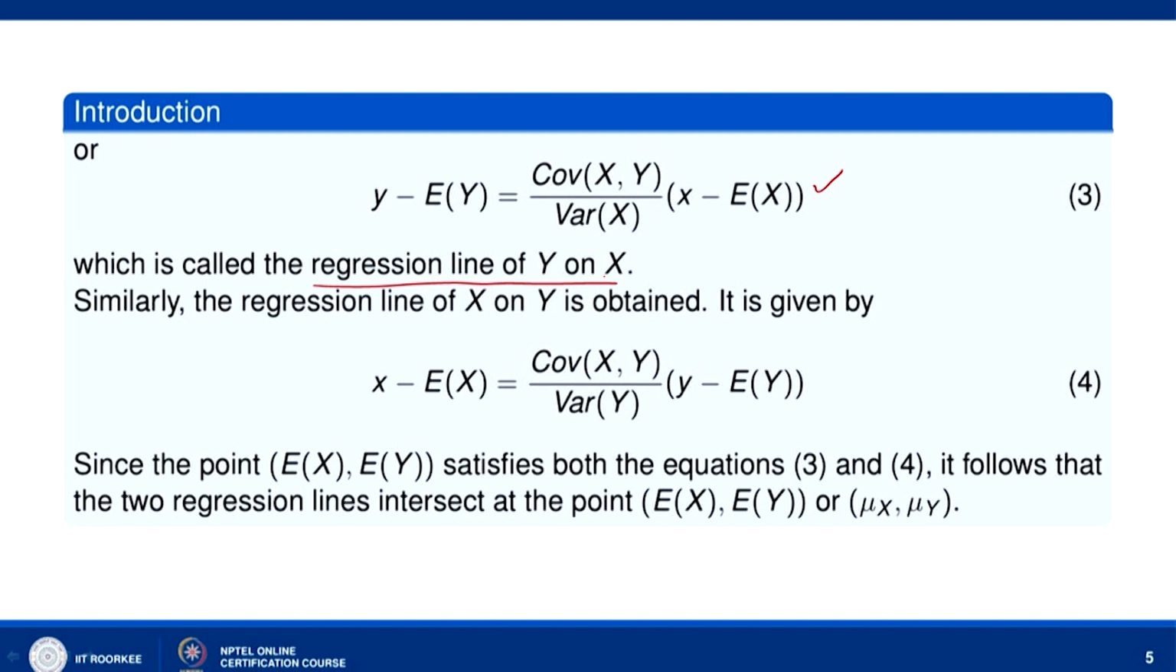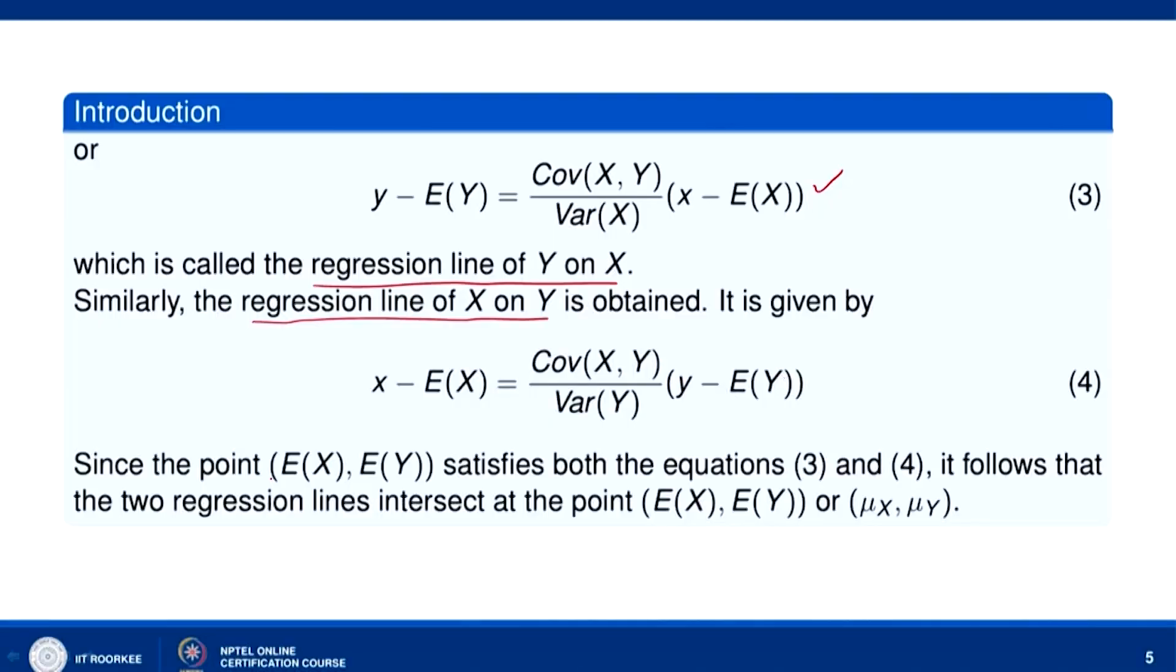For a given value of x, you can get the approximate value of y using this equation. So, it is called the regression line of y on x. Similarly, for the regression line of x on y, if you are given the value of y and you want to get an estimate of the value of x, then we need the regression line of x on y. In a similar manner, we can find the regression line of x on y.